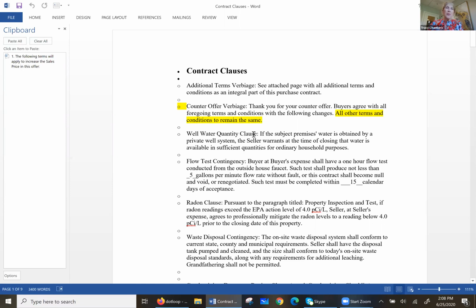A lot of people say, I don't know what to say when I have a counteroffer. So it would be, thank you so much for your offer. Buyers agree with all foregoing terms and conditions with the following changes. Then you're going to say 1, purchase price to be, closing date to be, possession to be, whatever you have to say to be. Why this is highlighted is that you always want to reiterate that all other terms and conditions remain the same. So we're changing A, B, C, and D, but everything else is going to remain the same. So only changes going forward on a purchase contract are going to happen.